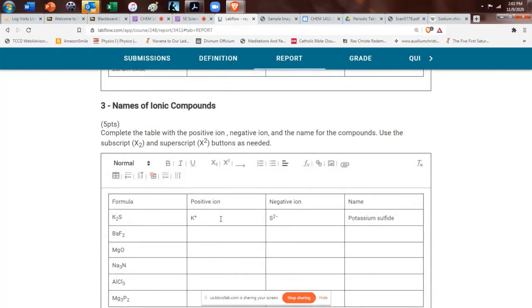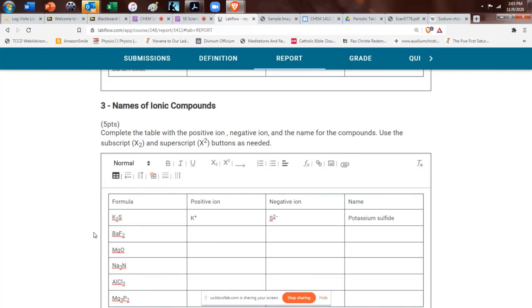Now, if you have the formula and you're trying to give the name, if it's one of those main group elements, the ones that are not transition metals, the ones that cannot have multiple charges, I don't need to indicate a Roman numeral with the name. In this case, first let's write the name of the ions.